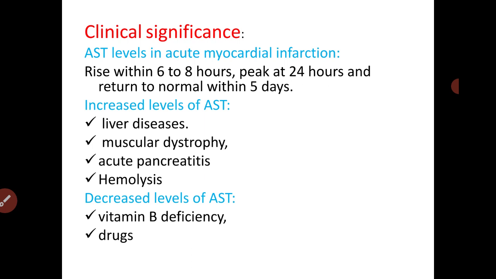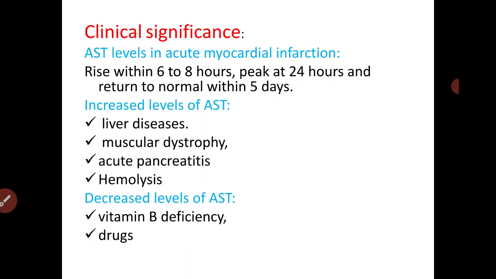Similarly, AST is present in skeletal muscles, so in any muscular dystrophy, AST level is elevated. AST is also present in pancreas. Therefore, in pancreatitis, AST level is elevated. AST is present in RBCs. Then in hemolysis also, AST is elevated.